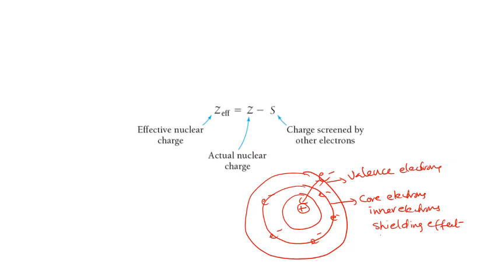So that shielding effect will reduce our nuclear charge, the effective nuclear charge. So the second factor is effective nuclear charge. We will consider this shielding effect as well to find that effective nuclear charge. So actual nuclear charge will not take part in this one. The actual nuclear charge is Z. So we will subtract the shielding effect by the inner electrons. That will give us the effective nuclear charge.